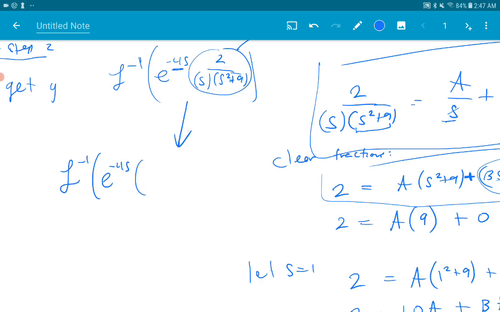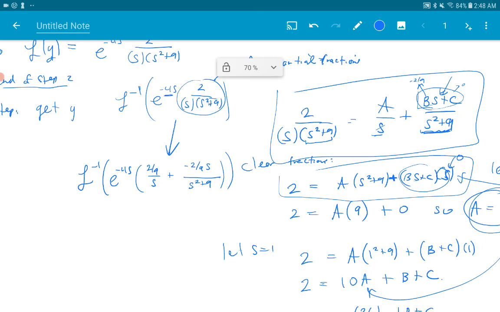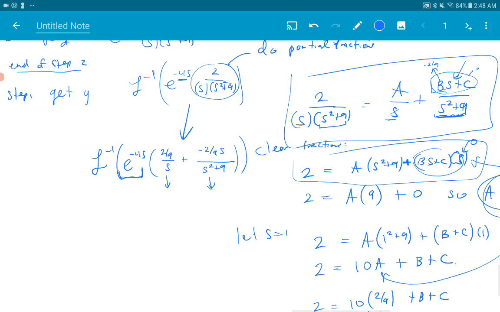in parentheses, the first one would be a over s, so that was 2/9 over s, plus, and then it was negative 2/9 s, right, because it was bs plus c. We found that b was negative 2/9 and c was 0. So negative 2/9 s over s squared plus 9. So if I can undo this Laplace transform and undo this Laplace transform, then I could just use my shift with u of t minus 4, and I've got my answer.